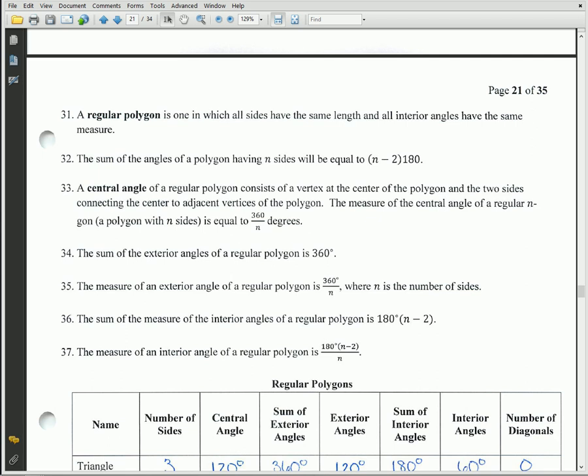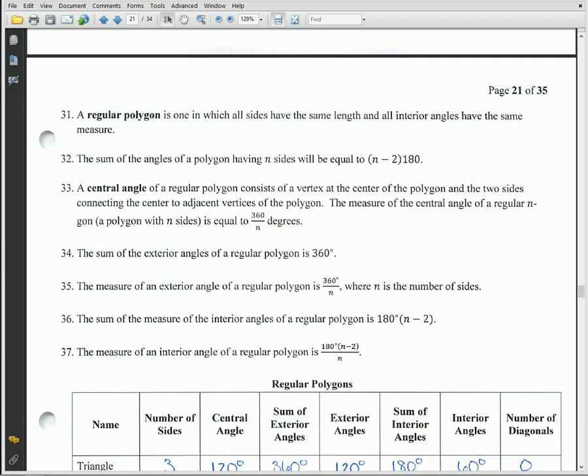Okay, but we're also talking about regular hexagons, regular pentagons, regular octagons. Okay, so when we're talking about regular polygons, we're not just talking about quadrilaterals now. We're talking about n-sided figures that have to have the same side length and the same interior angles. The sum of the angles of a polygon with n sides is equal to 180 times n minus 2. The central angle of a regular polygon consists of the vertex at the center of the polygon. So if I intersect all the diagonals, that place where all those diagonals intersect is the center.